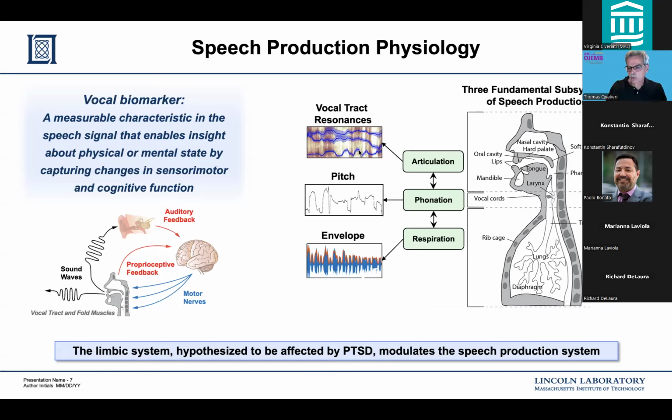Why do this? Why look at vocal biomarkers? Well, the limbic system, which is one component in the brain, as you know, is hypothesized to be affected by PTSD. And furthermore, it's hypothesized to modulate the speech production system. So changes in the limbic system will change the speech production system.